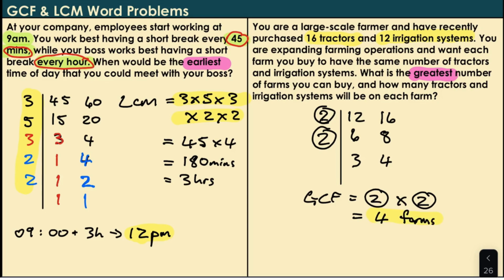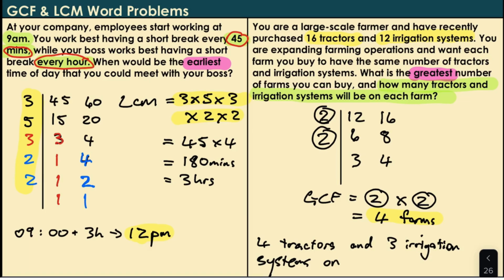Now the question asked, how many tractors and irrigation systems will be on each farm? So we need to divide 16 tractors by 4 farms. 16 divided by 4 is 4 tractors on each farm. And 12 irrigation systems divided by 4 farms is 3 irrigation systems on each farm.